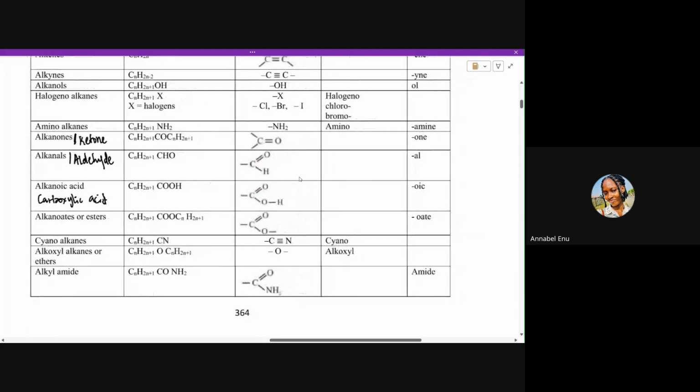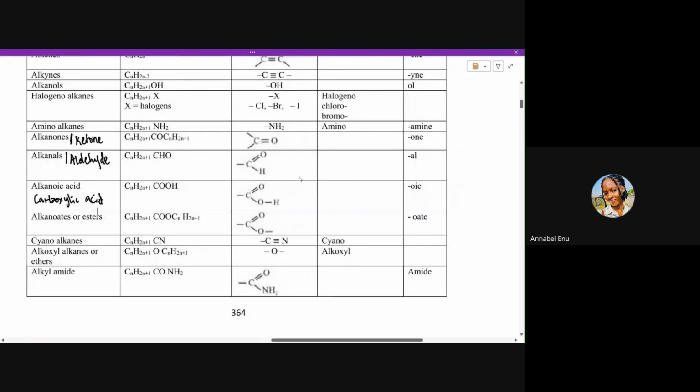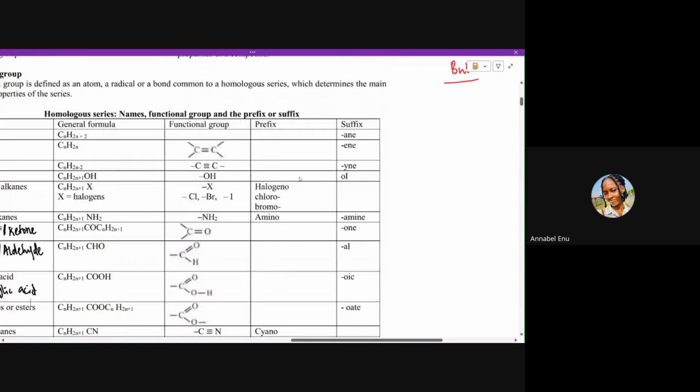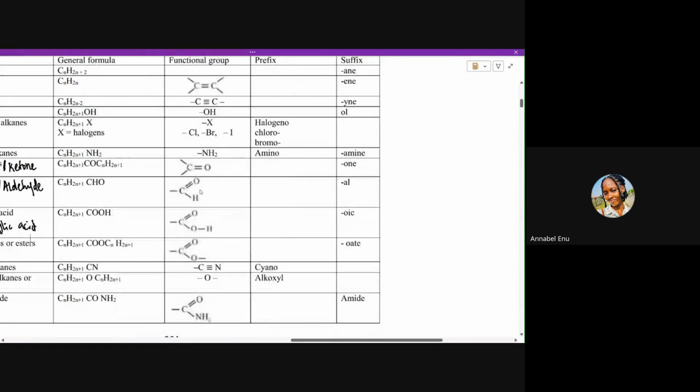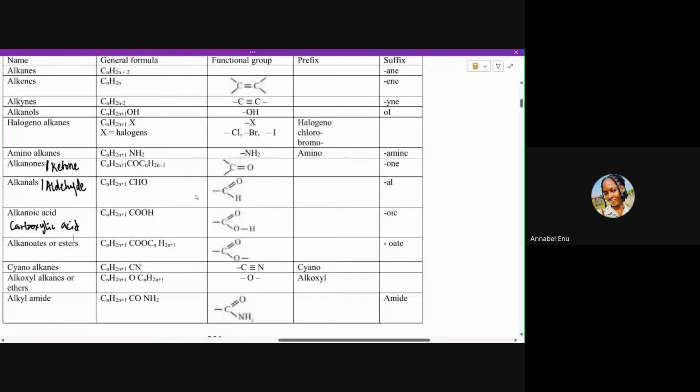Now, if you see these functional groups, what does it tell us? It tells us that when we see a structure with a COH, we know that this structure is coming from the aldehyde family. And so when we are naming that compound, we are going to end it with what? Now we are talking about COH. We are going to end it with al. This is the end name.